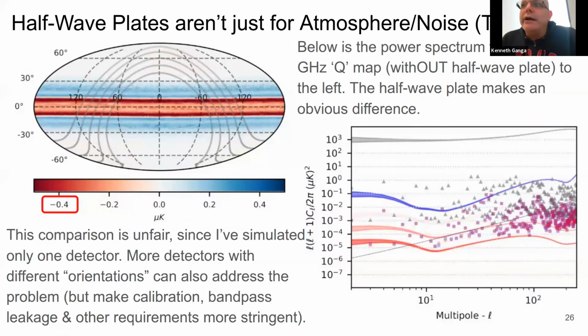It's wrapped up in here. So I think the T to E leakage is going to be a bigger problem for the galactic emission. But it does sort of come in here, right?